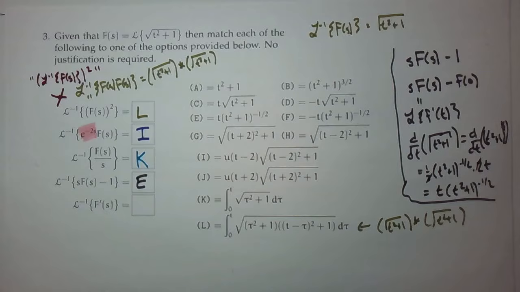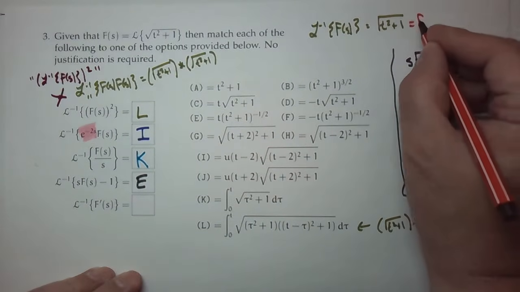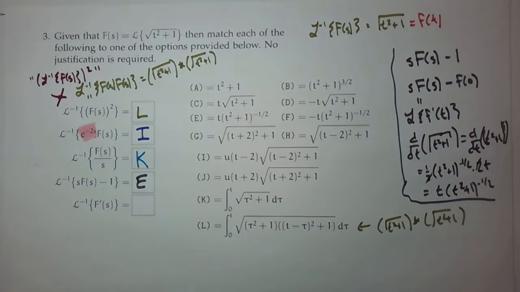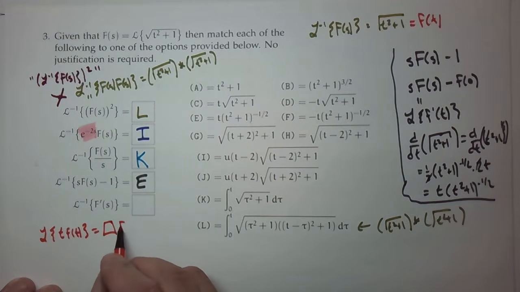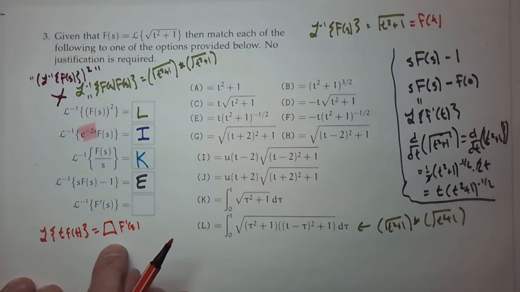Now, notice here we took the derivative of little f. So little f is that square root of t squared plus 1. Now it says, what about the inverse Laplace of big F prime? Is there a rule for that? And what's the rule it corresponds with? It relates to t f of t is equal to something F prime of s. What goes in there? A negative sign.